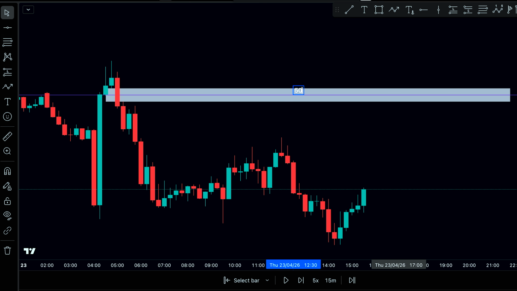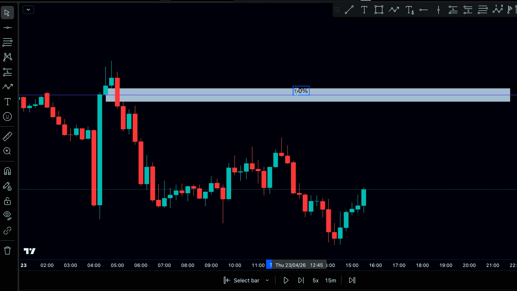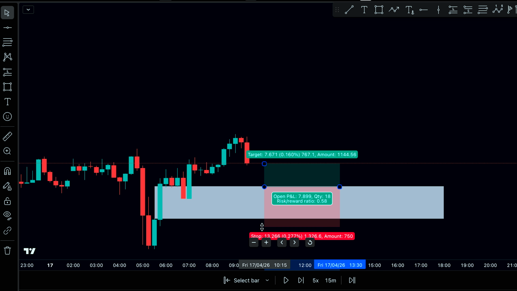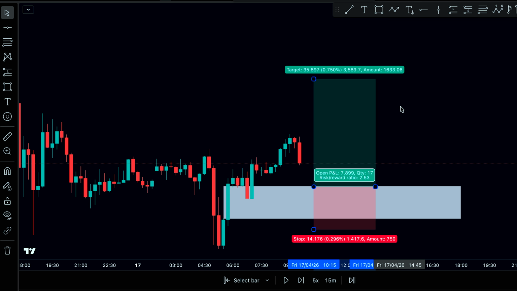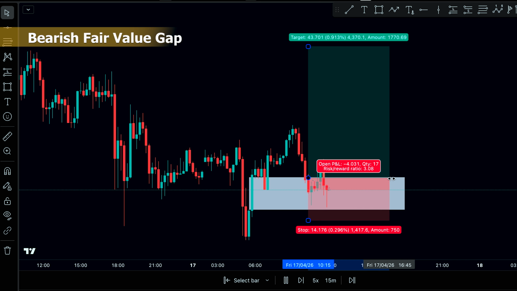A better approach is to mark the 50% level of the FVG, which is the midpoint. When price comes near or slightly below this midpoint, you can plan a buy trade. Your stop loss should be placed slightly below the FVG zone, and your target can be the previous high or based on a good risk-to-reward ratio like 1:3. Now let's talk about bearish FVG.